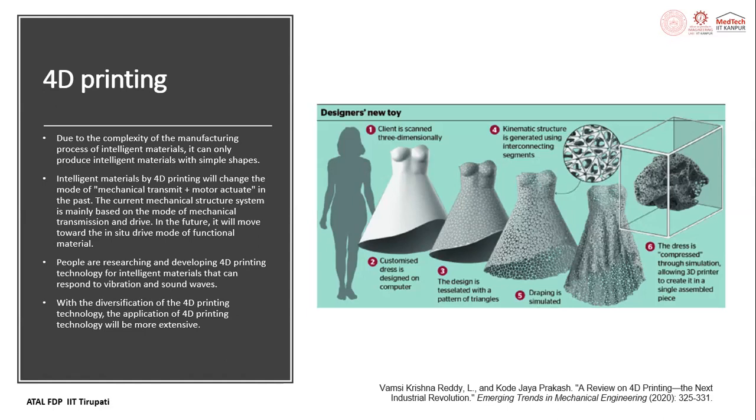Then the draft is simulated. Draping means covering the body, just flowing over the body like a tight dress, a tight vest. Then the dress is compressed through simulation, allowing 3D printing to create it in a single assembly, and then you stretch it. So this is the capability of 4D printing, which people are now talking about.